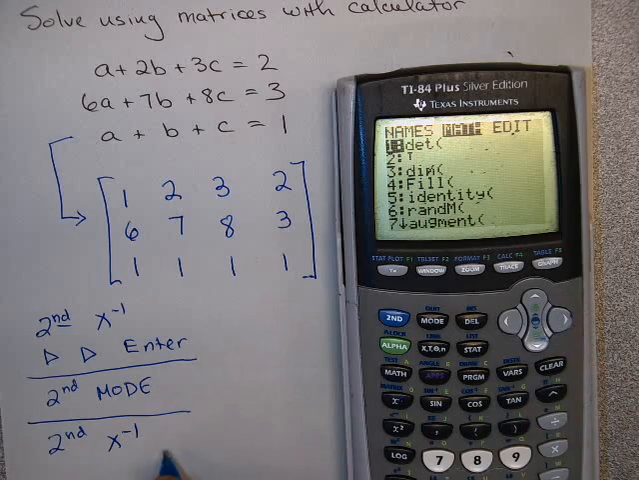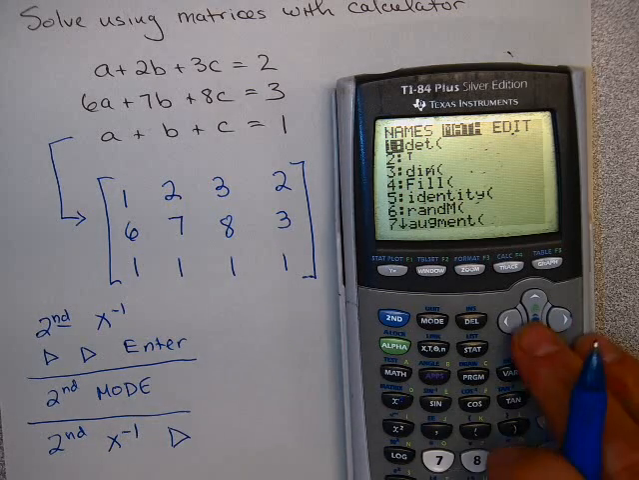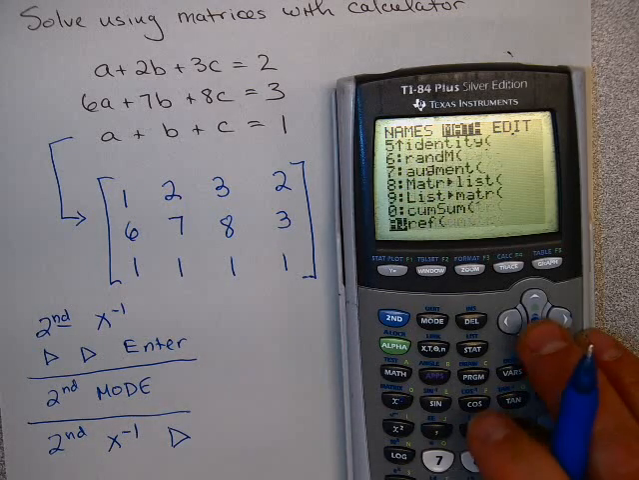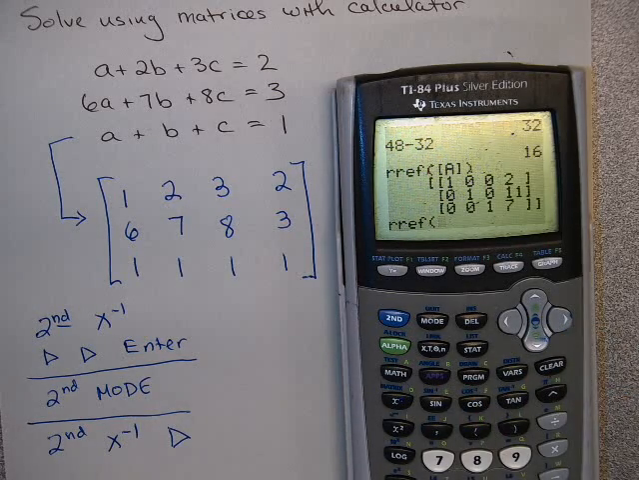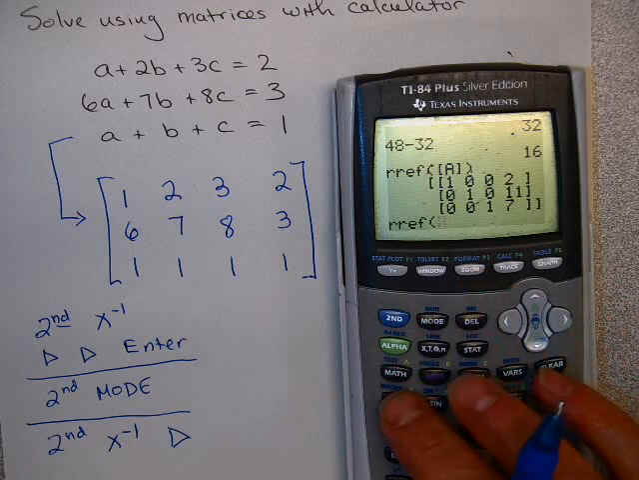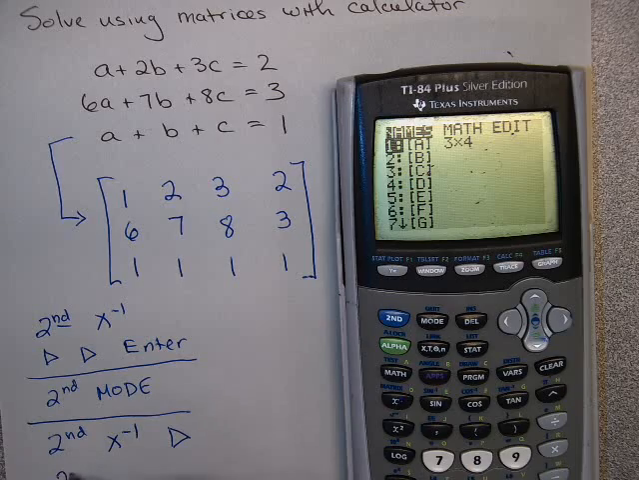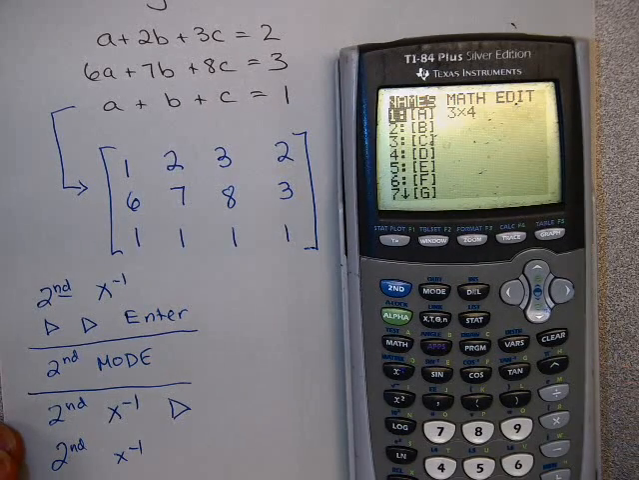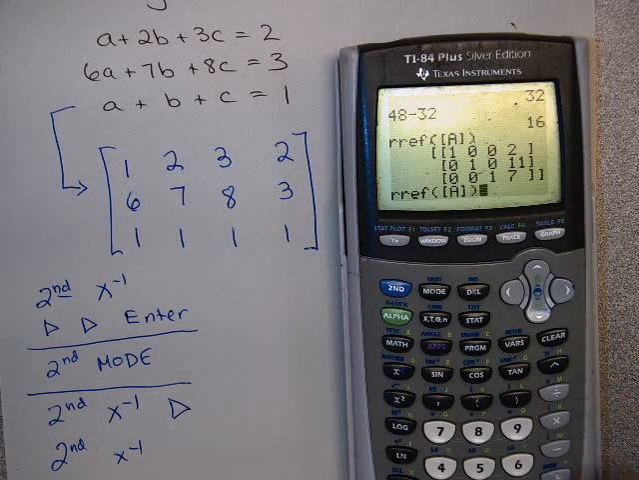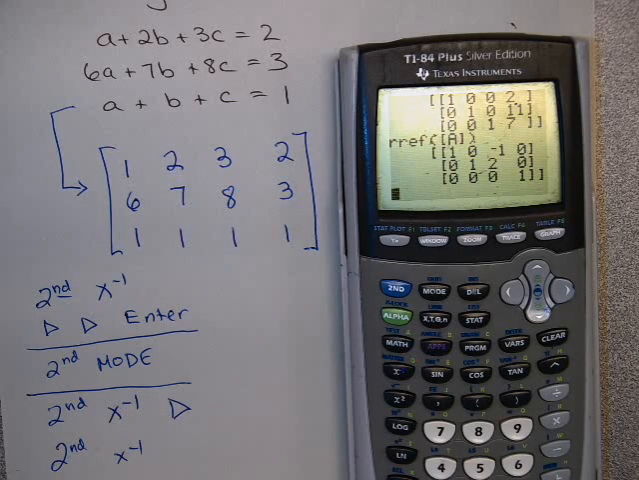Go over one arrow to math, and then go down all the way to the letter B. Use your down arrows to the letter B. Hit RREF. Then you have to get the name. That's second x to the minus 1 again. And if you're using A, which I might assume you always do, just hit enter, end your parentheses, hit enter again, and here is your solution.